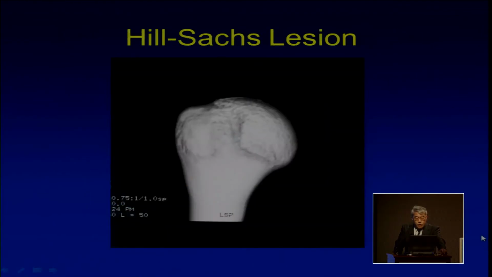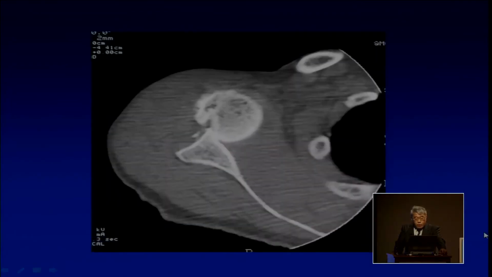Now let's go to the Hill-Sachs lesion, which is the compression fracture of the humeral head created by the anterior rim of the glenoid.